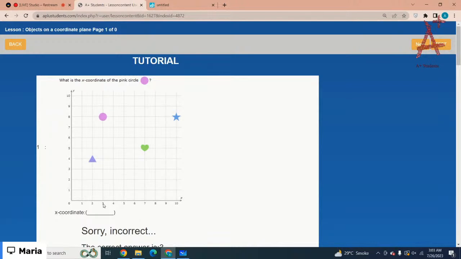Whenever you have an object on the coordinate plane, it would be on the intersection of the x and y axis. You can see here the triangle is on the intersection of the x and y lines. Then the heart is also on the intersection, right? So the x coordinate of the heart is 7 and the y coordinate of the heart is 5. Just match the line to the coordinate, right?